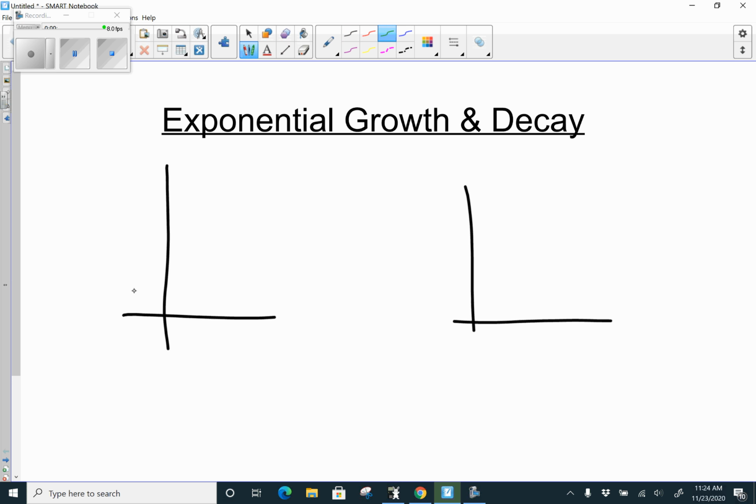So exponential growth is where you have a graph that increases over time. Not like that, like increases over time. That's horrible. Actually, like this. Okay? Exponential decay is a graph that decreases over time, right? It decreases quickly.